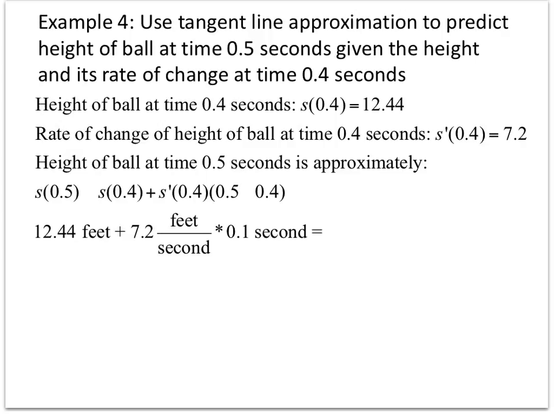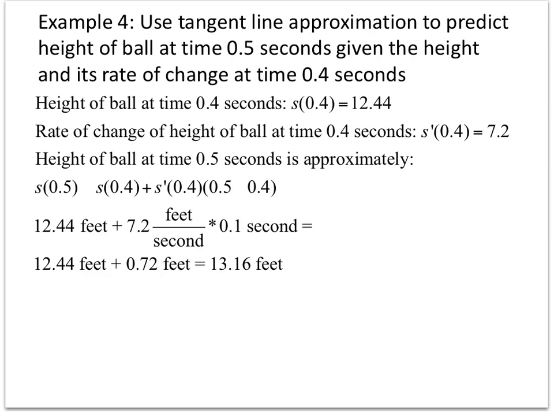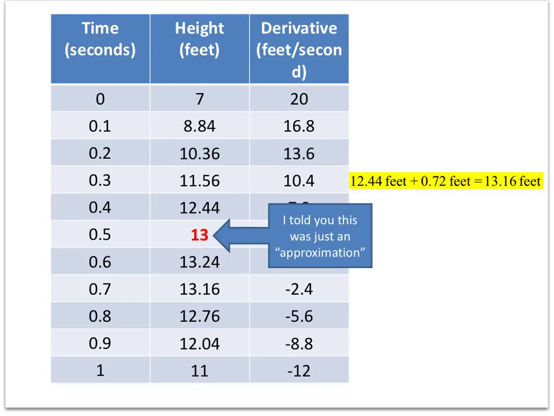So now I plug all this stuff in, meaning that I am simply taking these values that were given to me: the height, 12.44, the 7.2 feet per second, and then the 0.1. I multiply, and I get 13.16 feet, mighty close. And you say, is that good enough? Well, again, it depends on what you're doing.